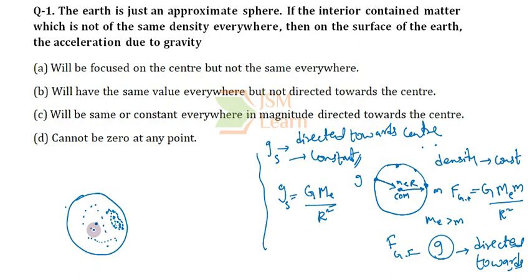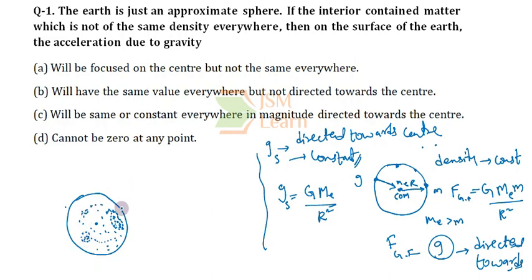So such a distribution of matter is called an unequal distribution of the mass. Here we can say that the density of the earth is non-uniform. That is, it is not the same everywhere. In this region the density of the earth is more, and in this region the density of the earth is less.